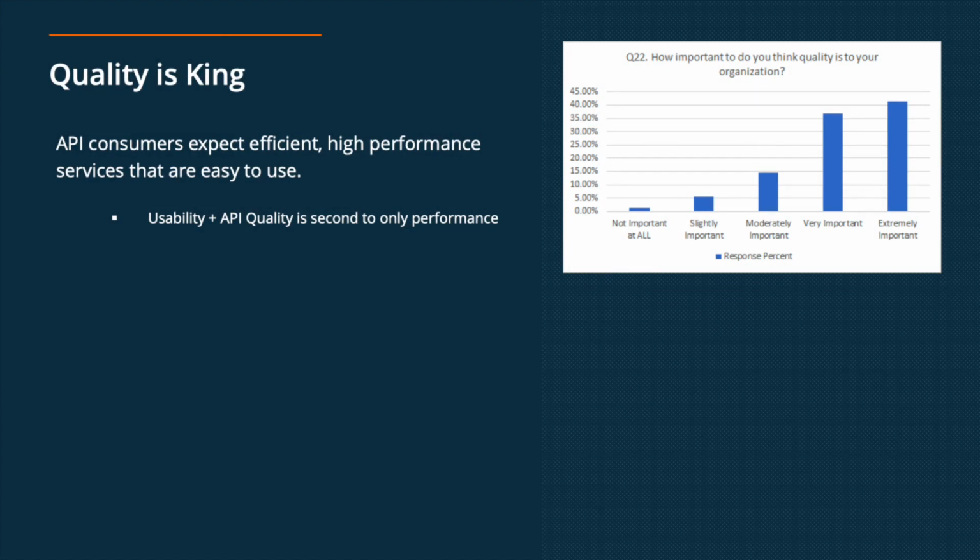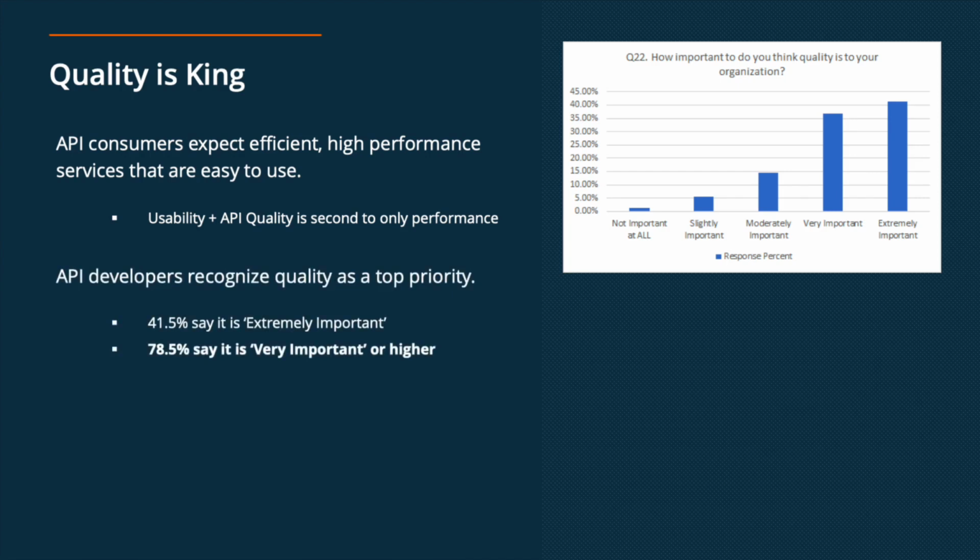And one of the top findings that we had was that API quality is king. So we asked respondents about their expectations as consumers of APIs. And in 2019, consumers expect efficient, high-performing services that are easy to use. For many businesses, their APIs are products. So just as companies have to consider user experience when designing a product, API providers need to consider the developer experience now. And that experience means that the API needs to be high-performing, very usable, and well documented.